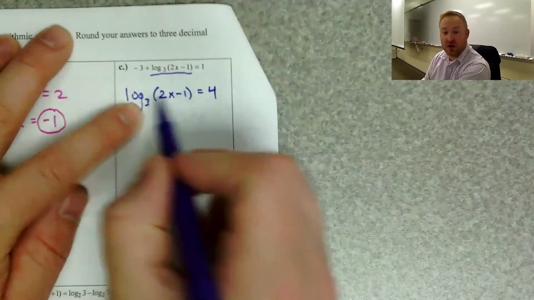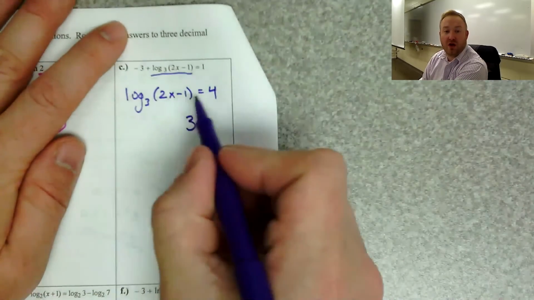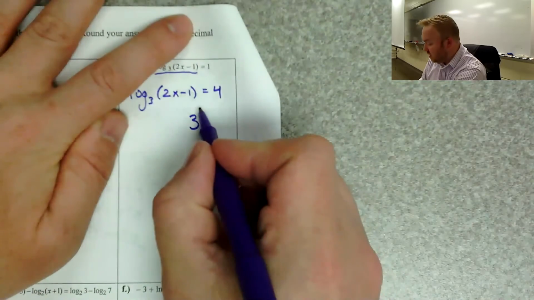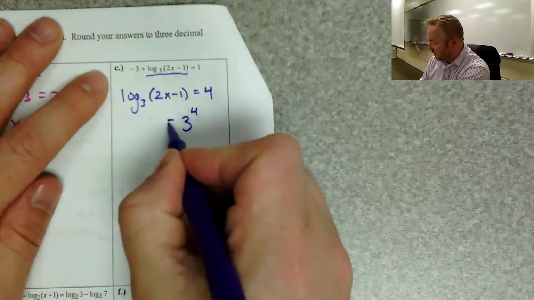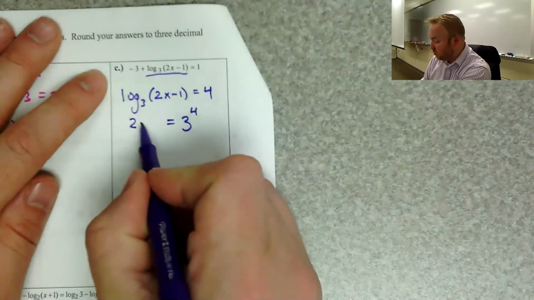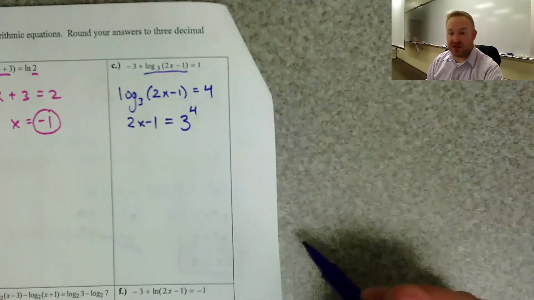The base of the log is 3, so the base of my power will be 3. The log will equal the exponent. This log is equal to 4, so my exponent is 4. This power will equal the quantity that's inside the log, which is 2x minus 1. There's the log step. Now we just solve it.